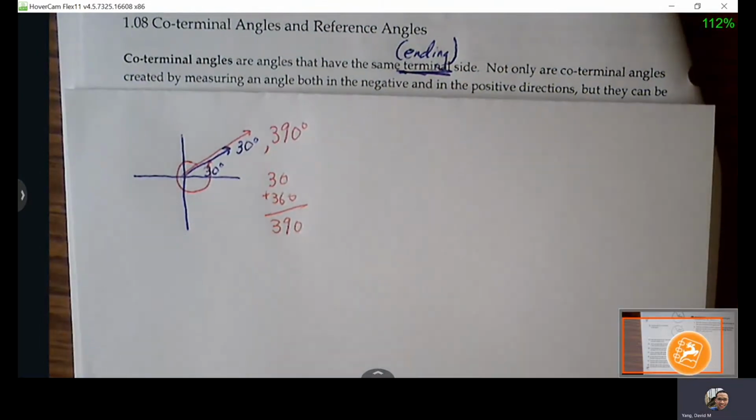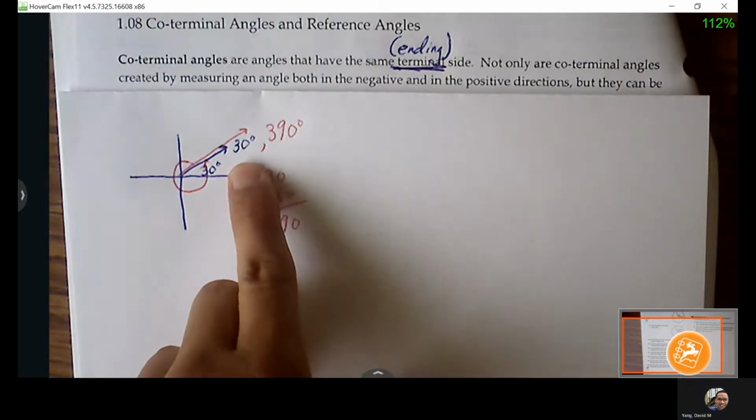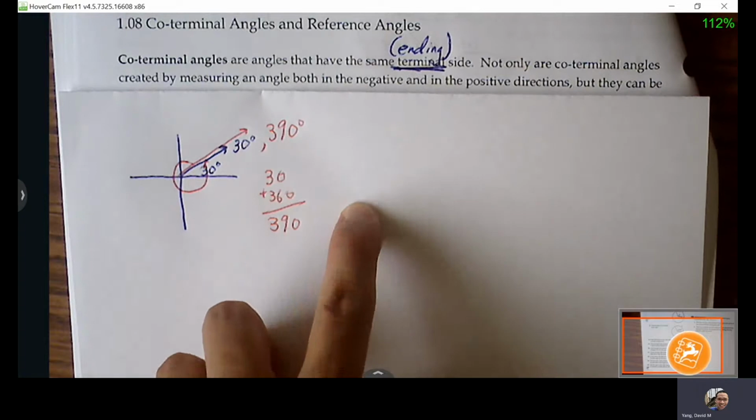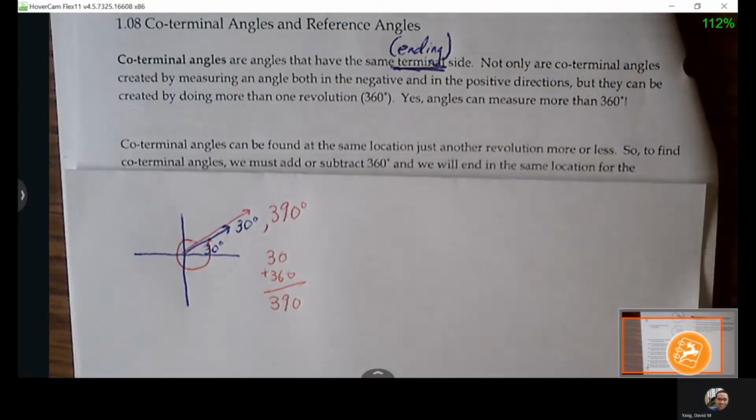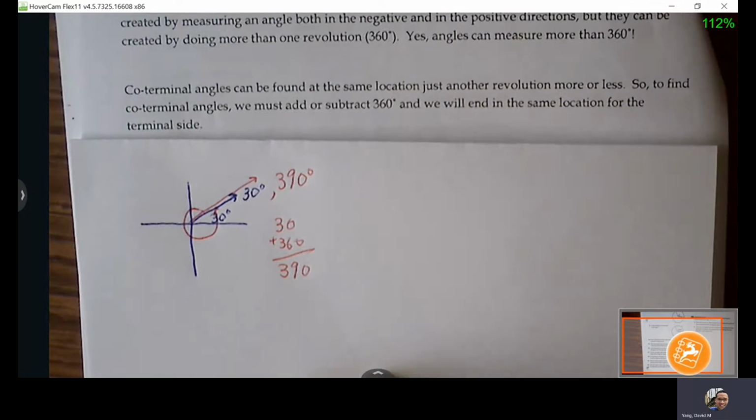So that means 30 degrees and 390 are basically the same angle, because that terminal side is going to overlap, right? So we can find coterminal angles by adding or subtracting 360 to whatever angle we have in front of us. Coterminal angles can be found at the same location, just another revolution more or less.